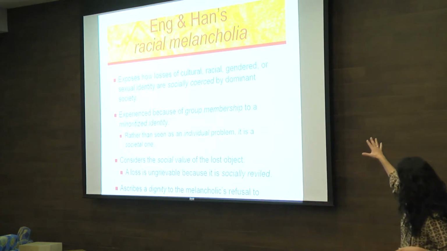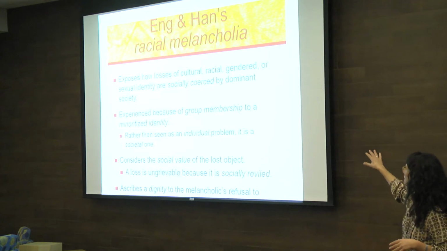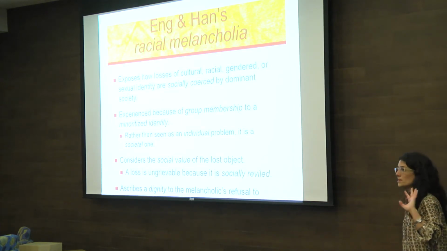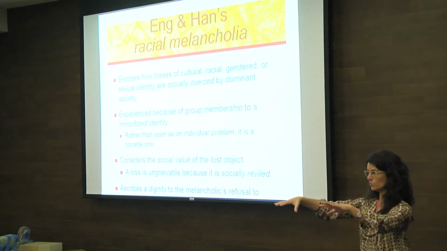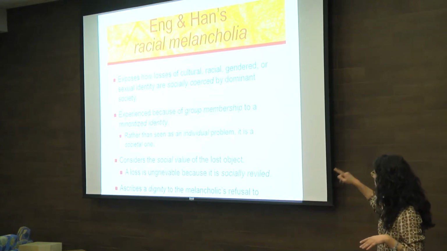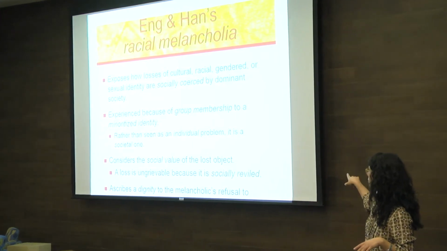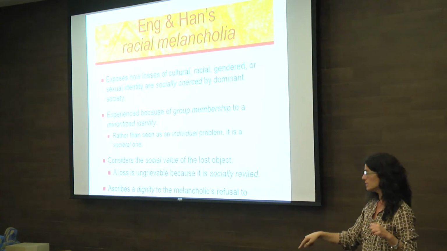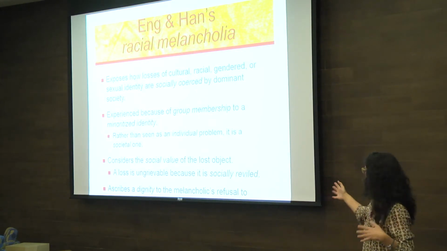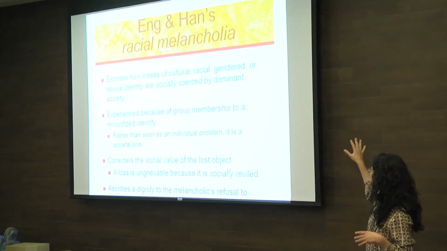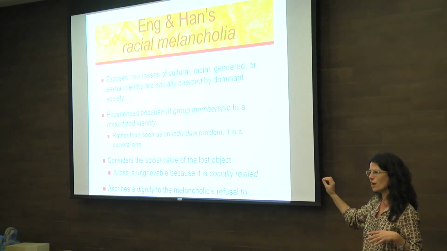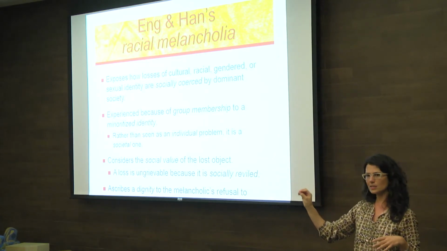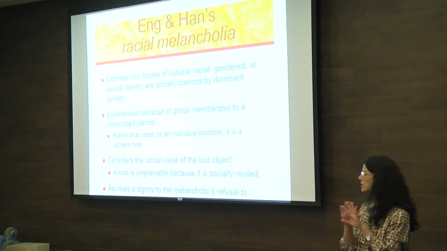And what they talk about, this theory exposes how losses of cultural, racial, gendered, or sexual identity are socially coerced by dominant society onto individuals and groups. It is experienced because of group membership to a minoritized identity. So rather than being seen as an individual problem, it is a societal problem that causes it, as we know on campus at the moment. And their theory actually considers the social value of the lost object, which is beautiful. The loss is ungrievable because the object that was lost is socially reviled.